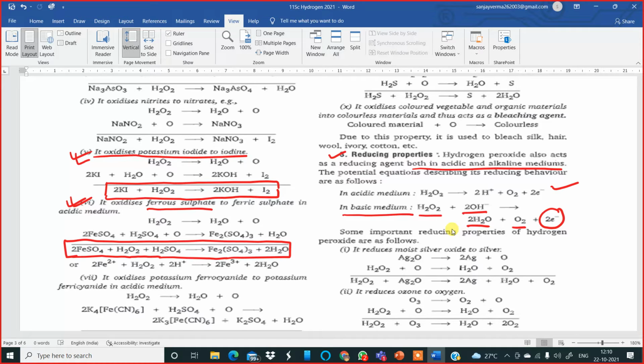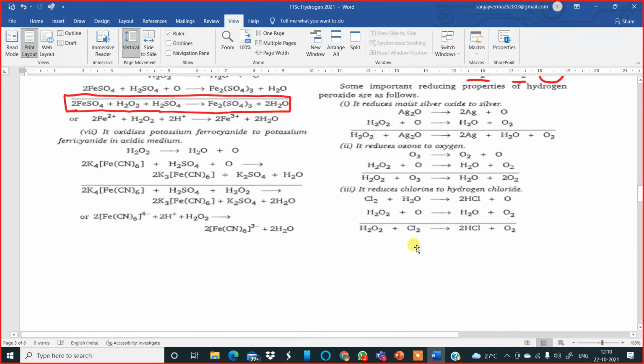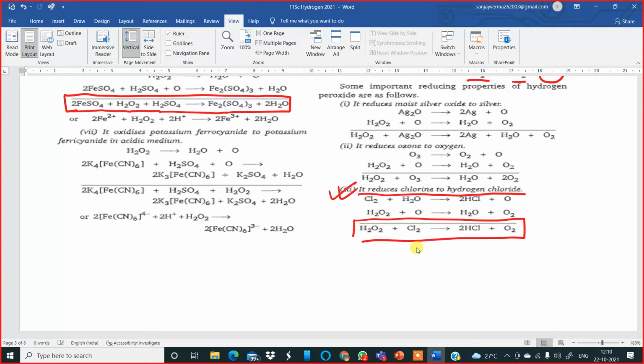So the important reducing reactions which are to be learned by you all, I'm telling you. The first one is it reduces chlorine to hydrogen chloride. This one, number three. So you learn this equation directly: H2O2 plus Cl2 gives 2HCl plus O2. So this is the first reducing reaction of hydrogen peroxide.